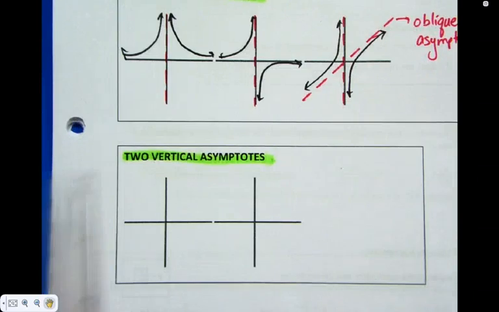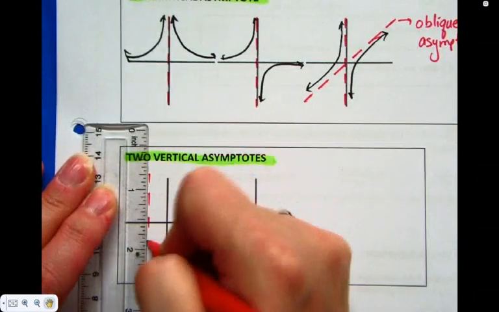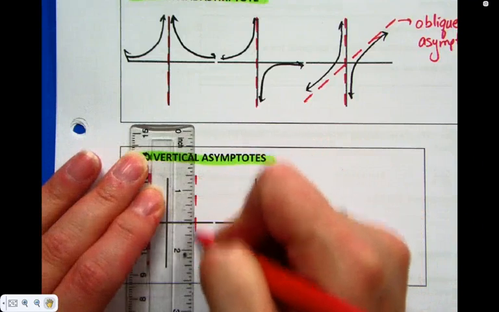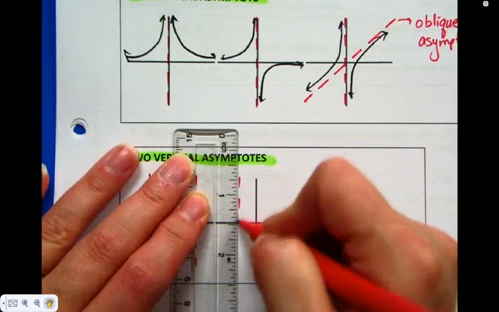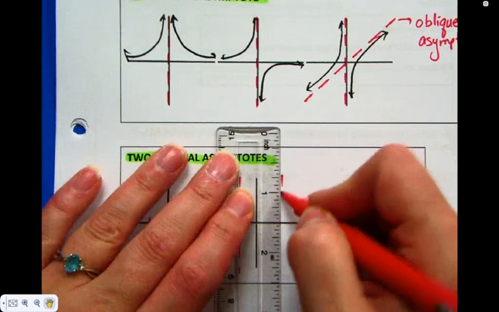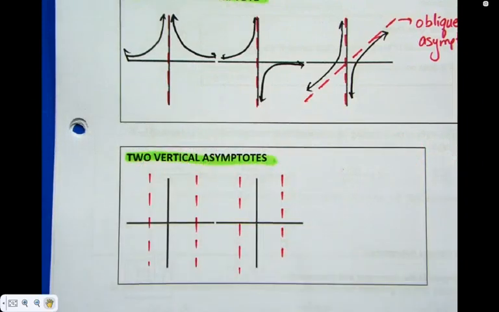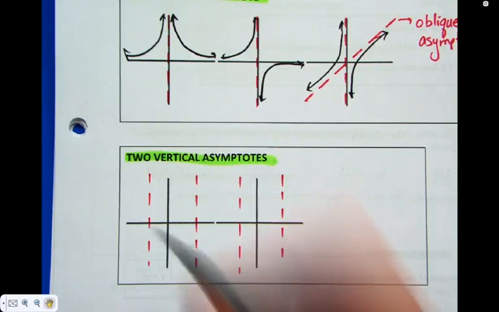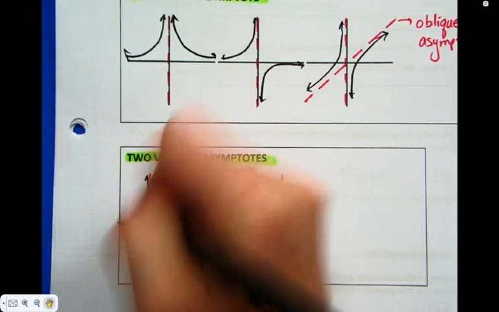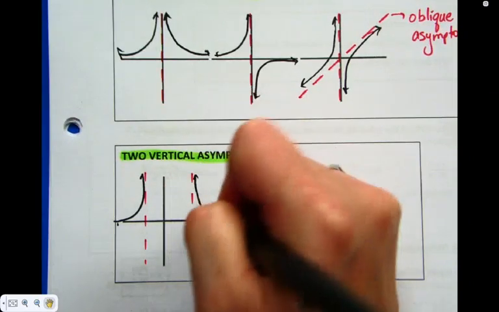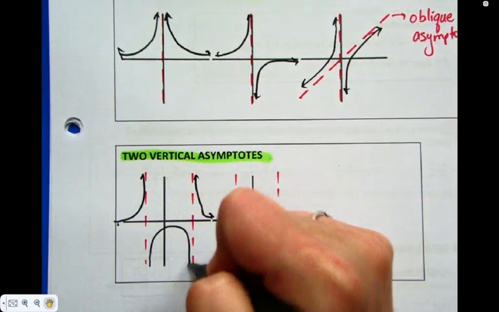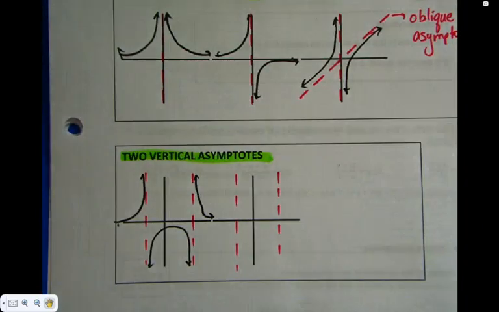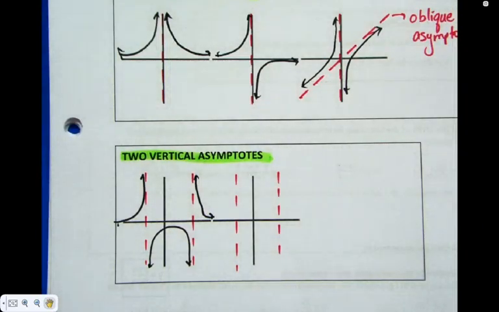The two vertical asymptotes graphs, so we typically have one on the left and one on the right. You saw the first one last year. You did not see the second one. The first one is where you end up with volcano on the very left and volcano on the very right. And then you get a parabola on the other part of the graph in the middle. So it goes volcano, parabola, volcano.